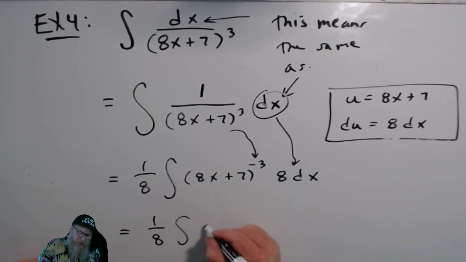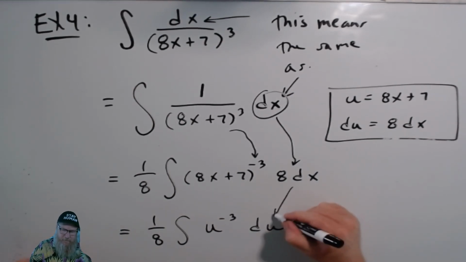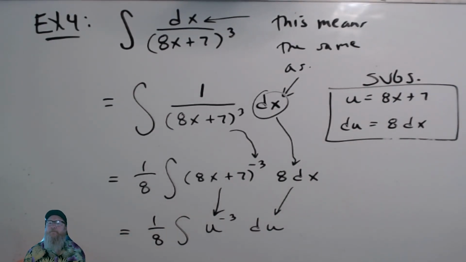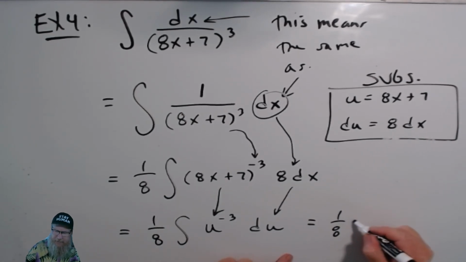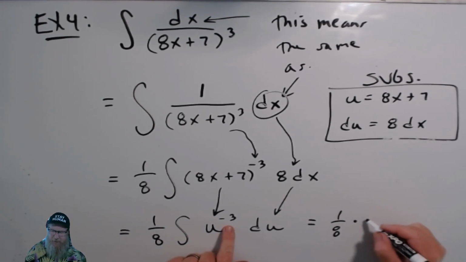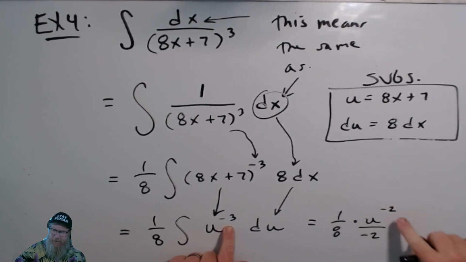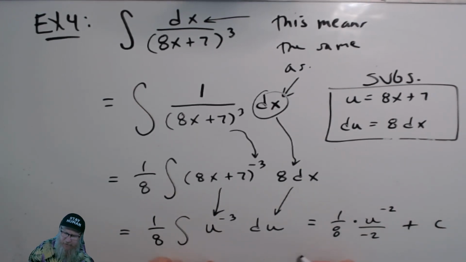This is going to be u. This is going to be du, by using the substitution. And then we just do it. 1/8 times... now remember the rule for powers. You add 1 and then divide by the new power. So when you add 1 to negative 3, you get negative 2, and then you divide by negative 2, so you're going to get negative 1/16.